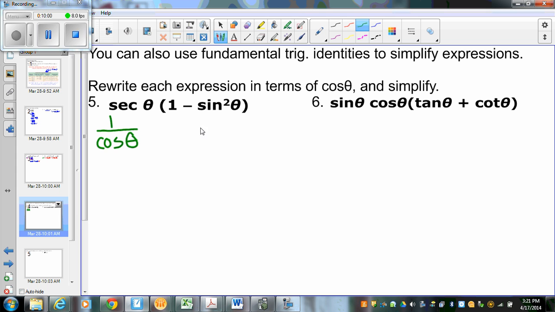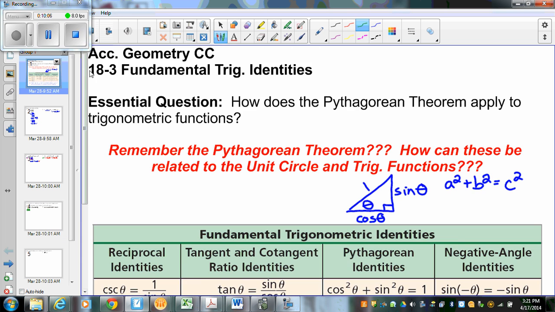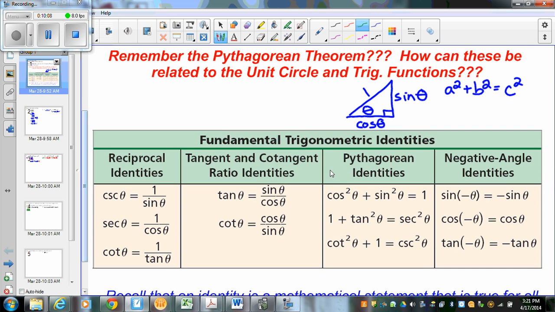Now 1 minus sine squared, I see that sine squared and it gets me thinking. So I go back to my Pythagorean identities and I see, oh, cosine squared plus sine squared equals 1. Well, if I rewrite that and solve it for cosine squared theta, it is equal to 1 minus sine squared theta. Do you see how I came up with that by subtracting this over?